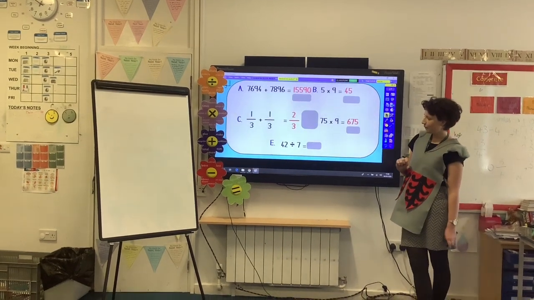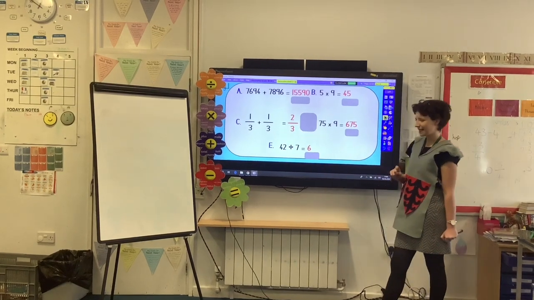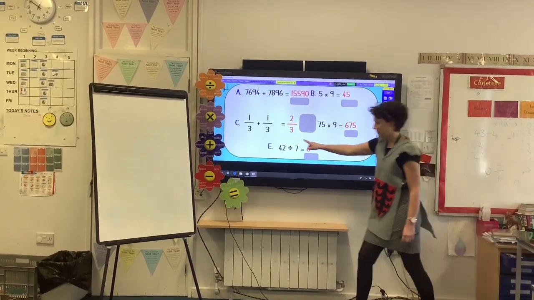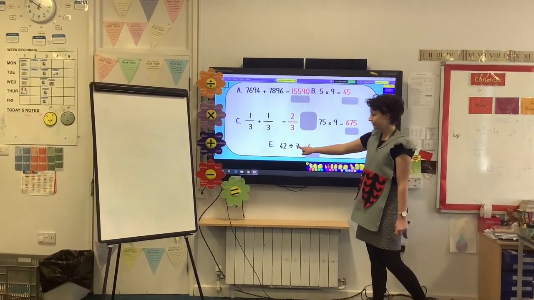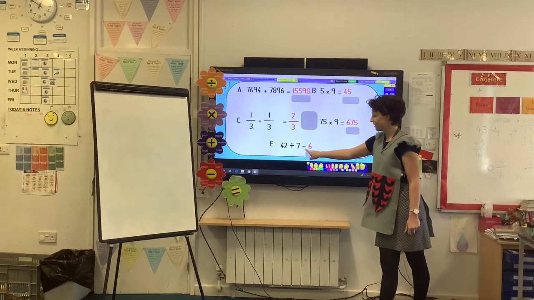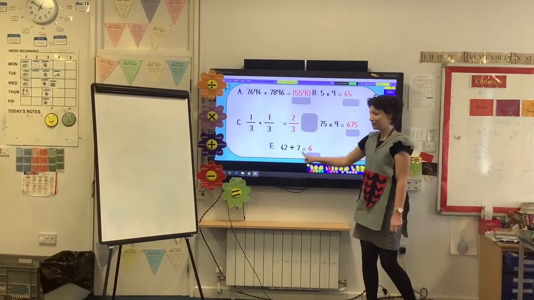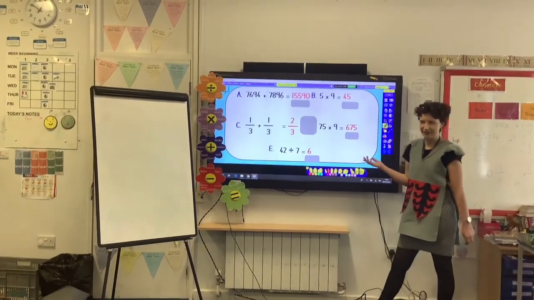And E, we've got 42 divided by 7, which is 6. Now, you could have used long division to help you with this one. However, if you know your 7 times table, you know that 7 times 6 would give you 42. So use clues in the question to help you work out the answer. So that was today.